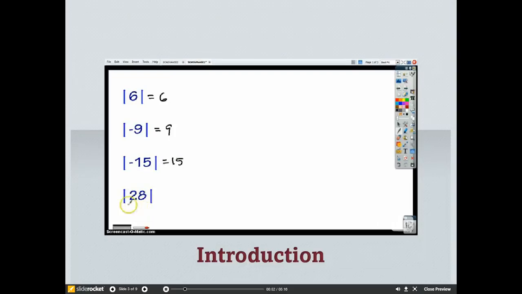And even though it's a positive, it's the same idea. Absolute value of 28, there are 28. Oops. Ignore that negative sign there.